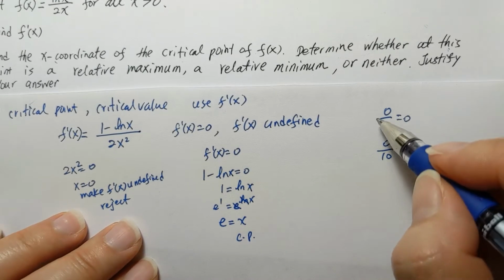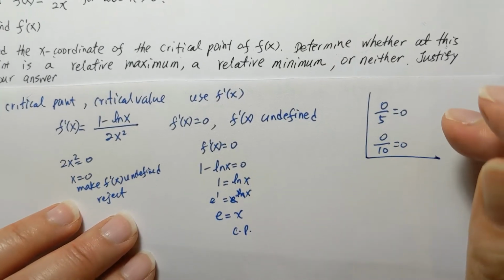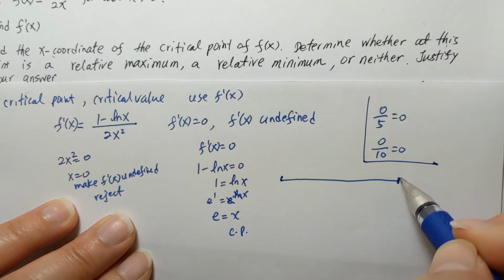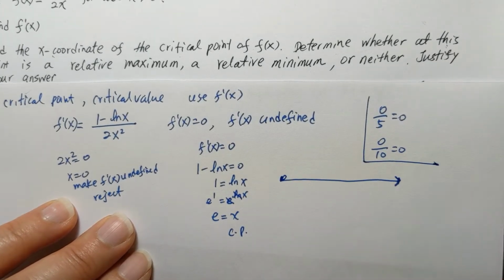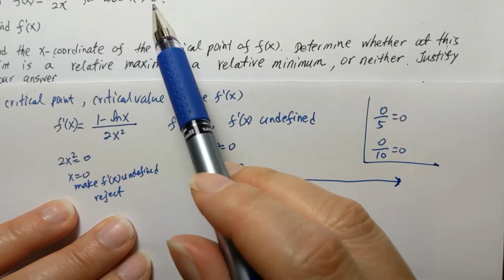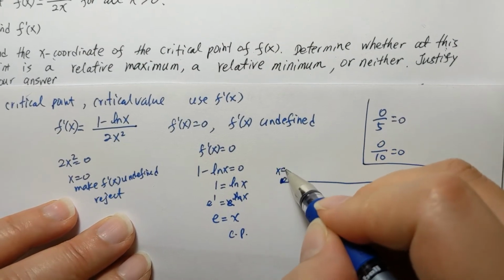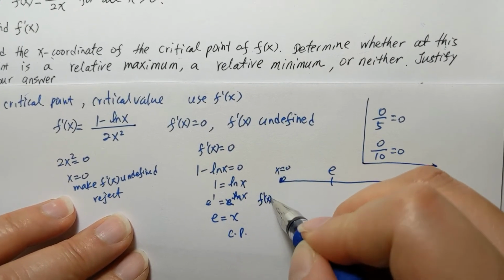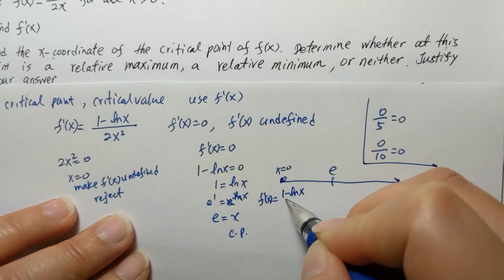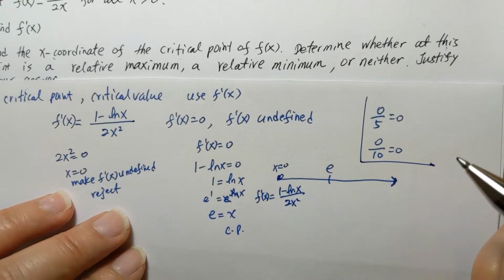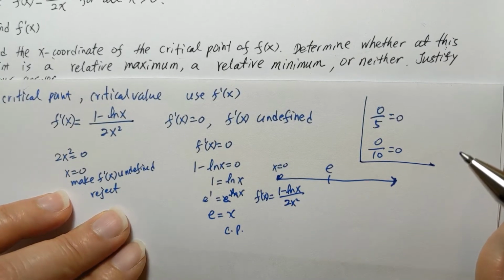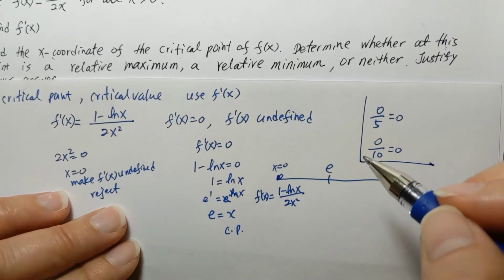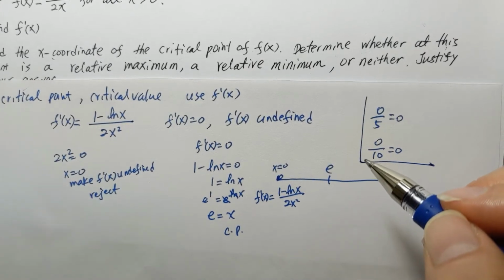Okay, so this is just refreshing our memory. Let's go to the sign chart. We have x greater than 0. So x equals 0, and put e in the middle. We have f prime of x equal to 1 minus ln x over 2x squared. Now you can pick any number between 0 and e. You can pick 1. You can pick any number you want.